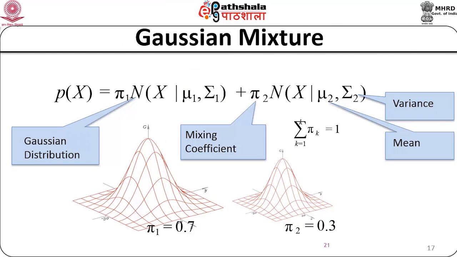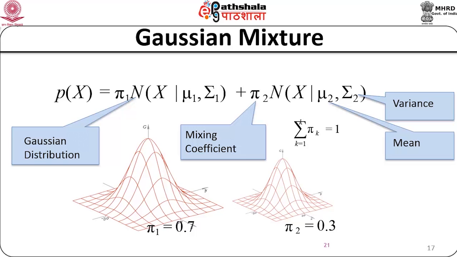So, this is a Gaussian mixture. You have pi 1 equal to 0.7 and pi 2 equal to 0.3, and you have the variance, the mean and the mixing coefficient. So, you have 2 Gaussian distributions which have 2 different means and 2 different variances. Any Gaussian distribution has a mean and a variance, and you also have a mixing coefficient of 0.7 and 0.3. The total of the mixing coefficients should be equal to 1.